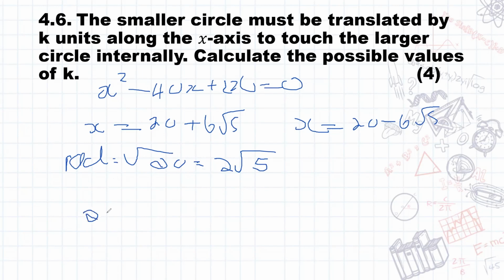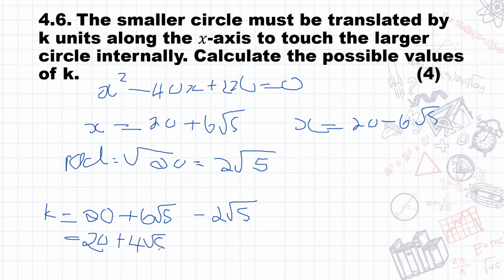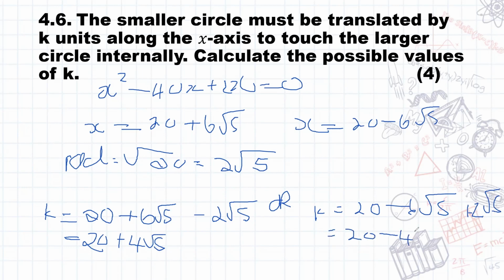So we're going to say k can equal 20 plus 6 square root 5 minus the radius of the smaller circle, right, is equal to 20 plus 4 square root 5, or k is equal to 20 minus 6 square root 5 plus 2 square root 5 to add the edge of the circle in, right? And so we'll have 20 minus 4 square root 5.